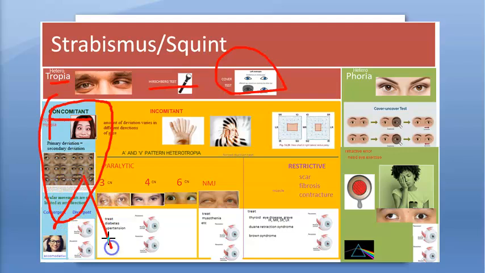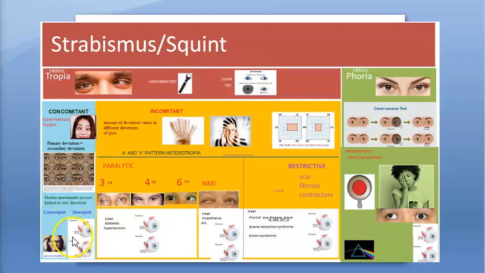In this you have convergent, divergent, etc. Convergent means esotropia. Divergent means exotropia. Correct it by correcting the refractive error, everything. You will try to correct the underlying cause. Finally, you'll have to do the surgery, squint surgery. Okay, that's all for now, guys.